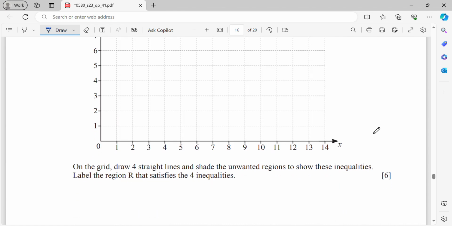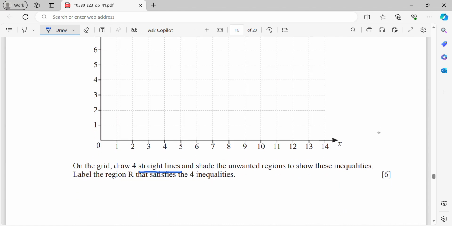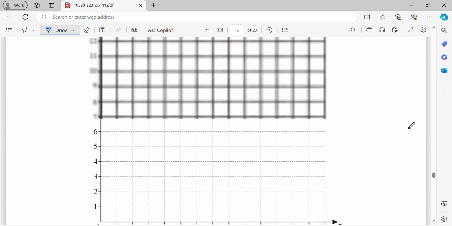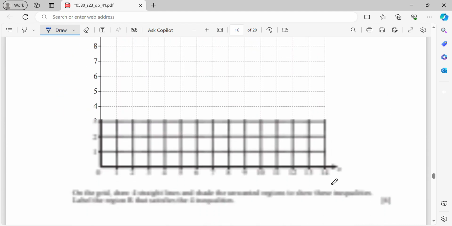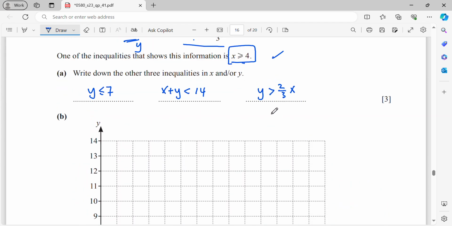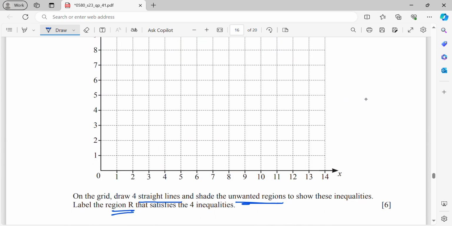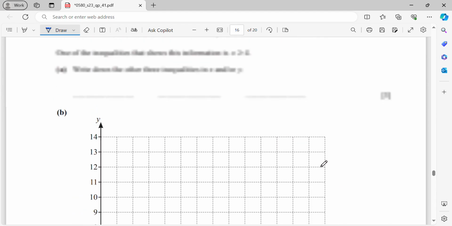Now, part B. On the grid, draw 4 straight lines and shade the unwanted regions to show these inequalities. Label the region R that satisfies the 4 inequalities. Okay, we need 4 lines. So firstly, X greater than or equal to 4. This is the inequality that you want to find. So for unwanted, it will be less than 4. Okay, so X is here, less than 4. I draw the unwanted region.